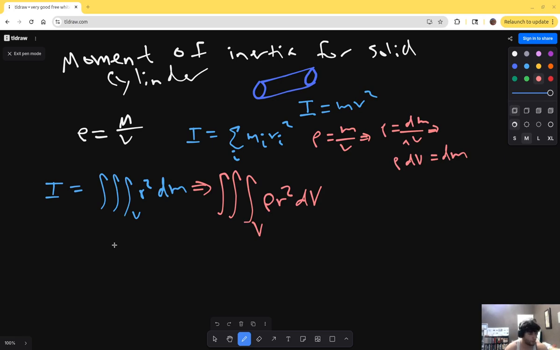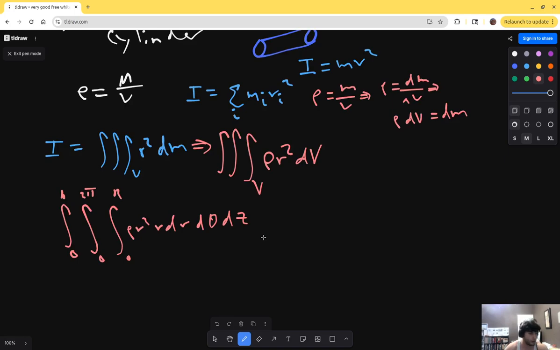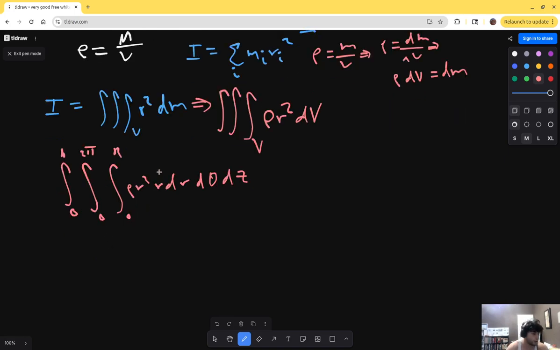So we can now look at it like we'll say 0 to h, 0 to 2 pi, and then we have 0 to r of rho r squared, and then the differential element we have r dr, d theta, dz. Now let's combine the r squared and r here to make r cubed, and then we can take out rho because it's a constant, and we'll evaluate each integral.